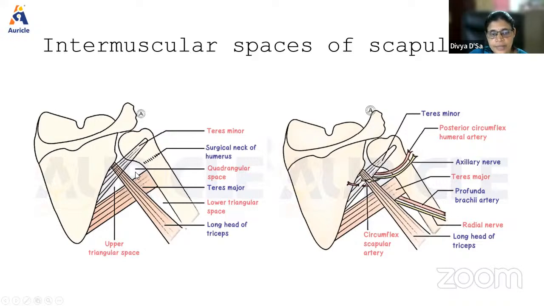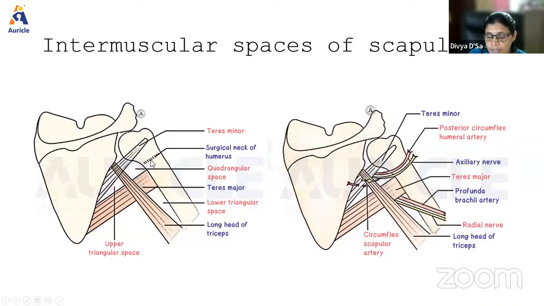Then we have the quadrangular space. Here the upper border is formed by the lower border of teres minor, and the lower border is formed by the upper border of teres major. Laterally it is the surgical neck of the humerus. Medially it is the lateral border of the long head of triceps. So what are the contents?